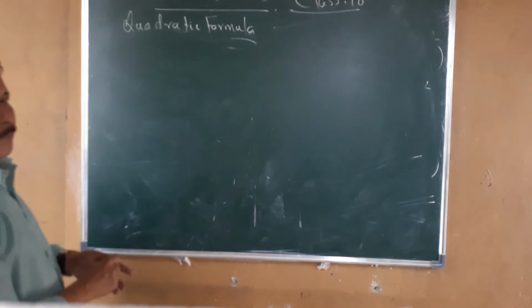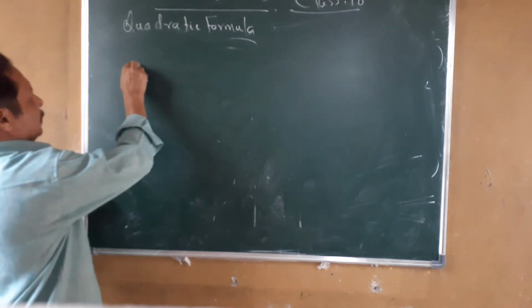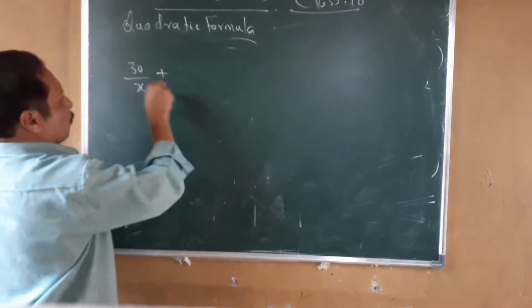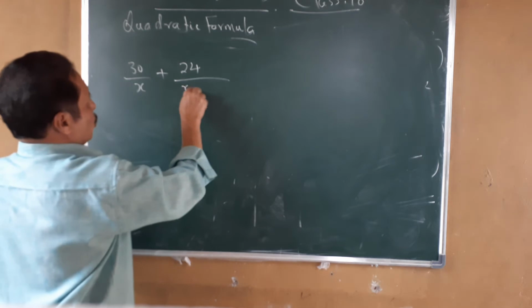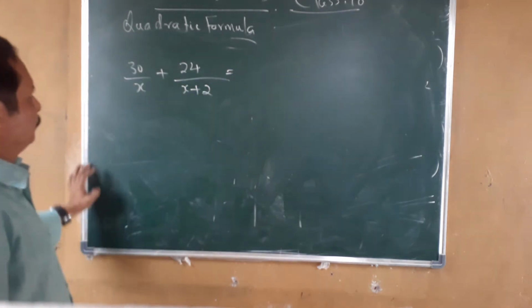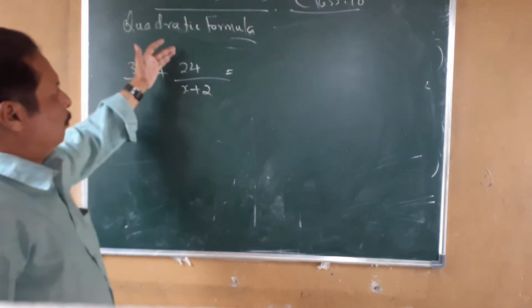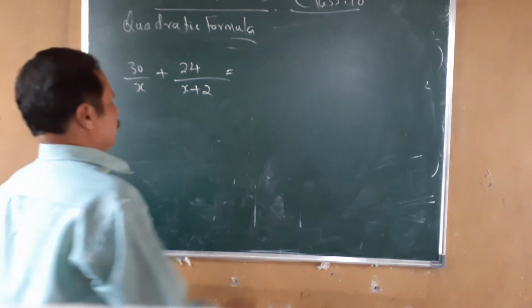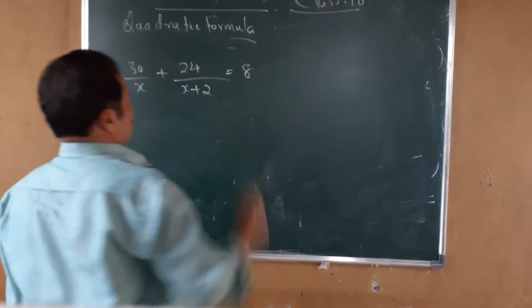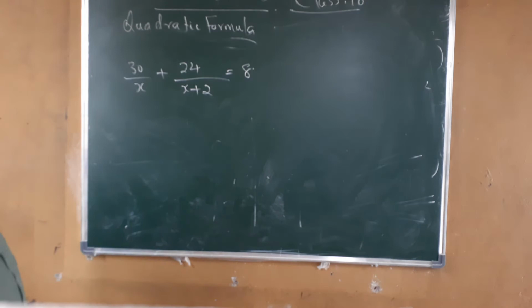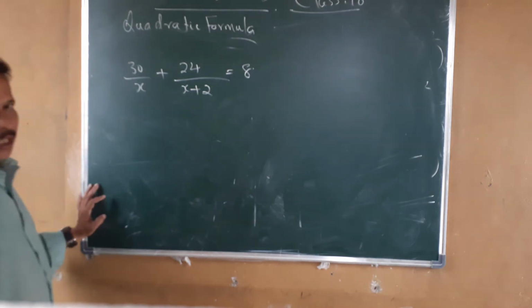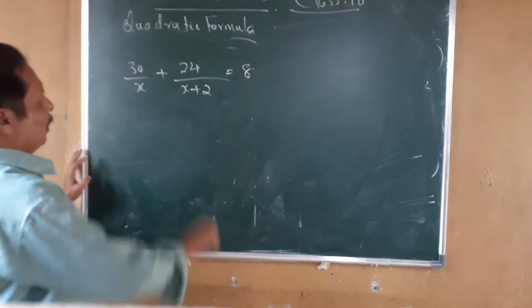Next, one more. 30 by x plus 24 by x plus 2. 30 divided by x plus 24 divided by x plus 2 equal to 8. So completed. Then come on.